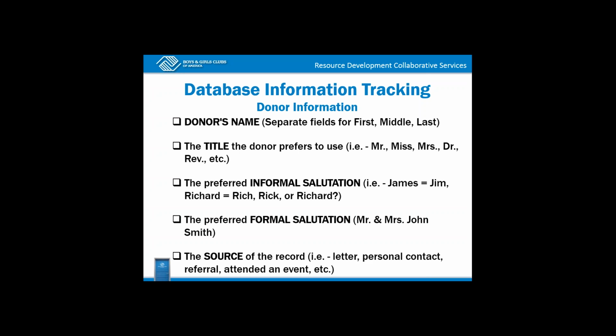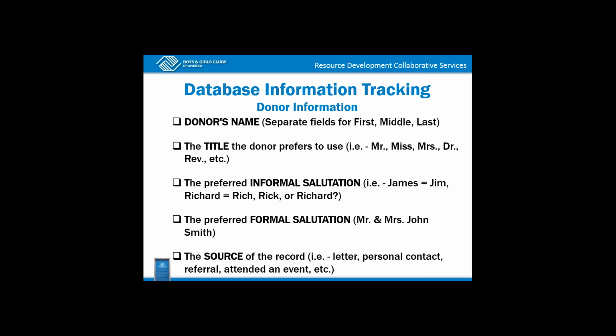Title, so what does your donor prefer to use, Miss, Mr., Mrs., Reverend, etc. An informal salutation, that's really important to track. James equals Jim. What's Richard's nickname? Is it Rich, Rick, etc.? A lot of times we make the mistake of putting that in our donor name fields, but then when we do things like run address updates, wealth screening, a lot of times the nickname won't screen as well because the person's official name is James, not Jim.